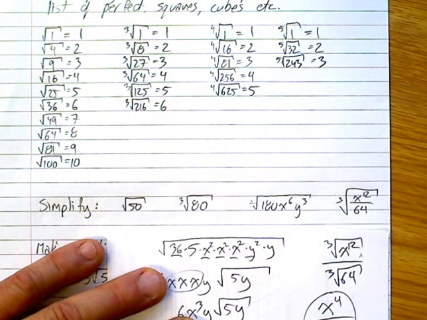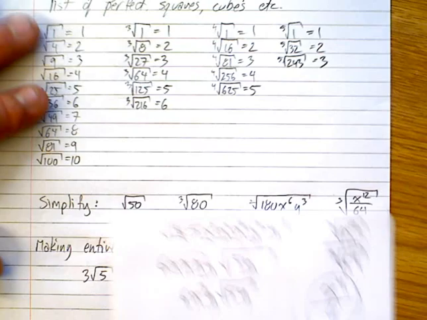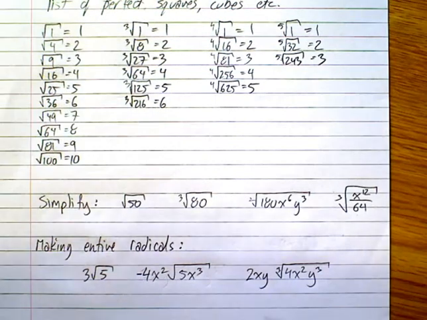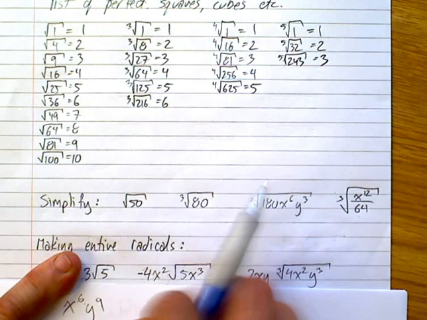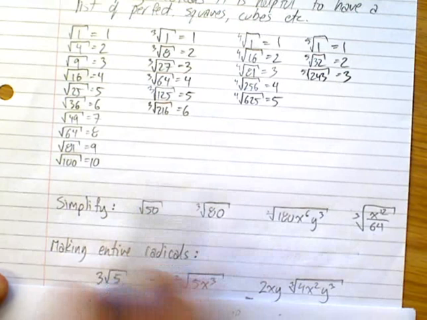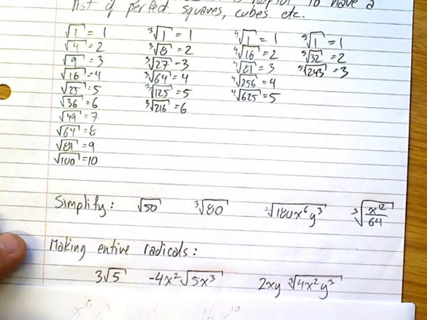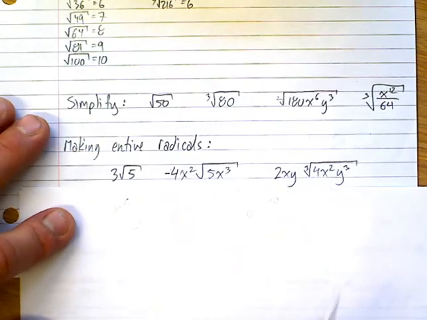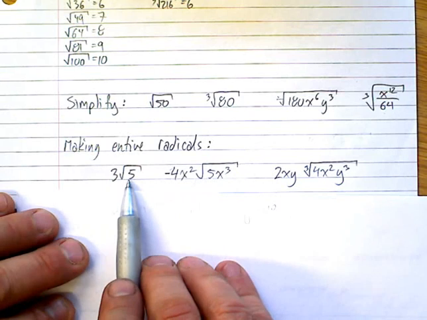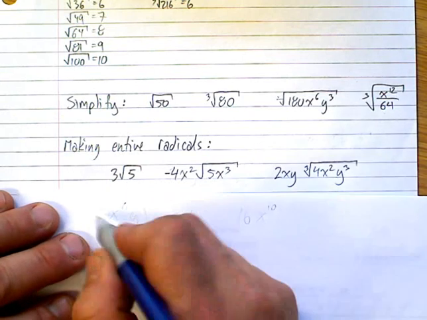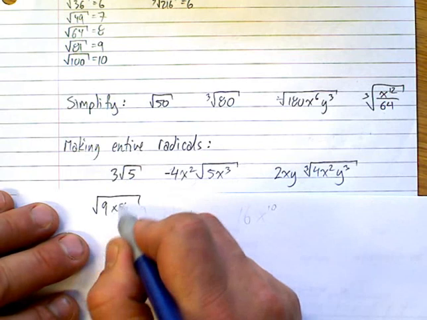All right? And now let's look at making entire radicals. Okay, putting them together. So we can take them apart, but let's put them in. If I want this 3 here to go back inside the square root, I need to square it. So it becomes 3 squared, which is 9 times 5, so root 45.